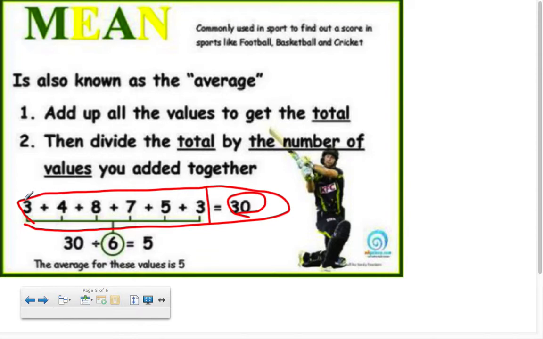After you get that total, you have to divide the total by the number of values you had. We had a 3, that's 1, a 4, an 8, a 7, a 5, a 3. How many different numbers were there? There were 6 numbers. So you take your total of 30, you divide it by the amount of numbers you had, which was 6. 30 divided by 6 gives you 5. So the average, or the mean, is 5 in this case. And if you work with different data sets, you'll get different means, different modes, different ranges.